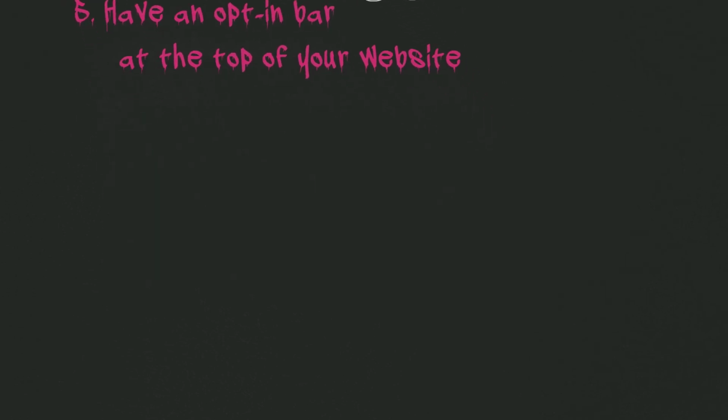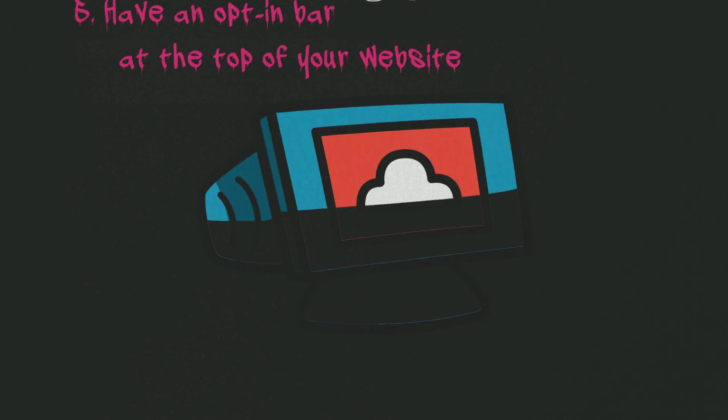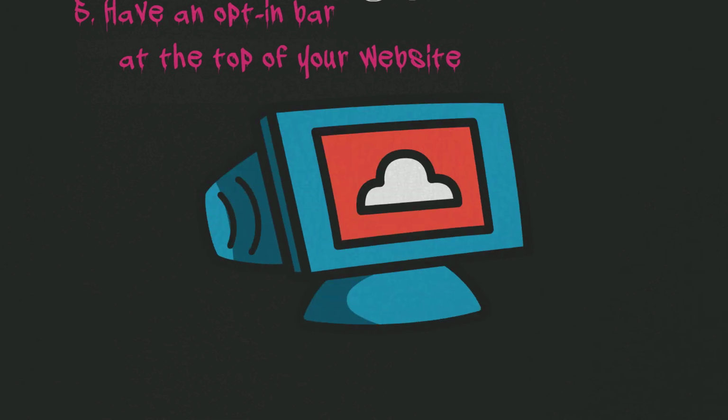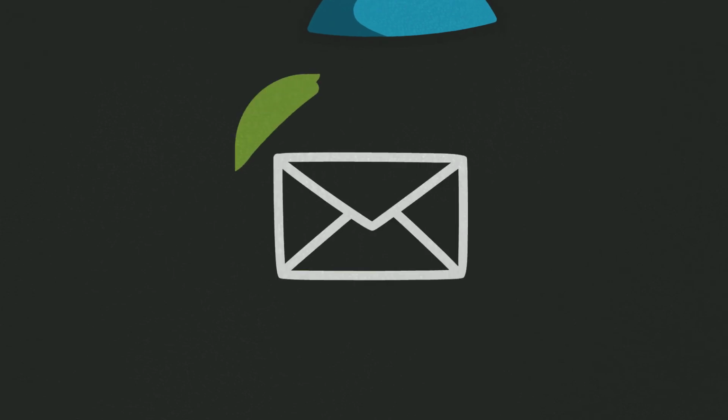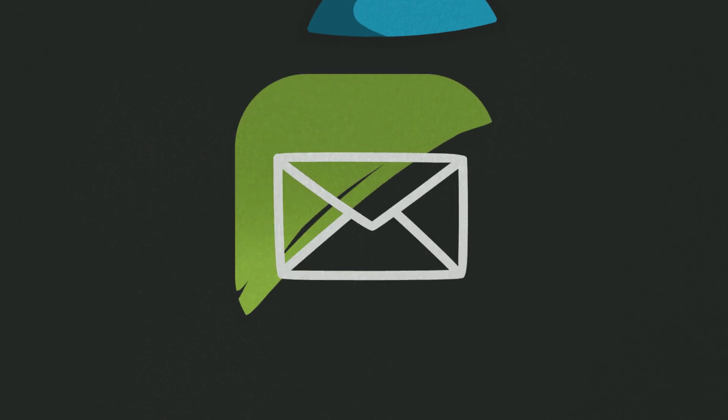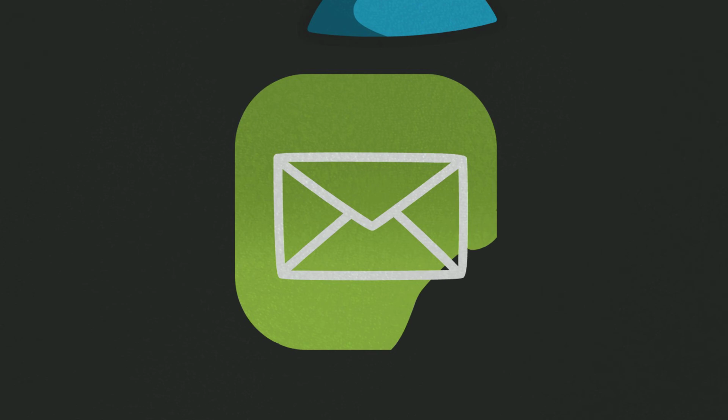Having an opt-in bar show up at the top of your visitor's browser window makes it easy for them to spot. It's typically done via a plugin that you install on your website. If you have an email opt-in bar, a sidebar opt-in, and an exit pop-up, you're in a great place to increase your subscriber count.